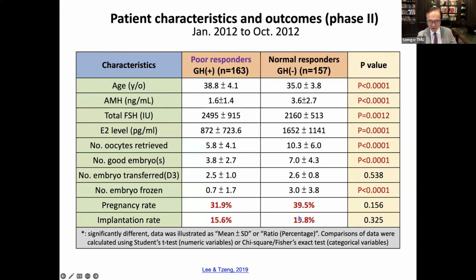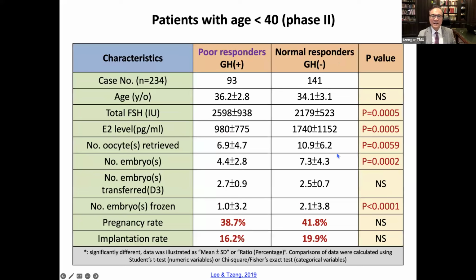Now that is our first conclusion. And then again, we look at those patients under age 40, poor responders and normal responders. Again, you can see a very similar pregnancy rate, right?